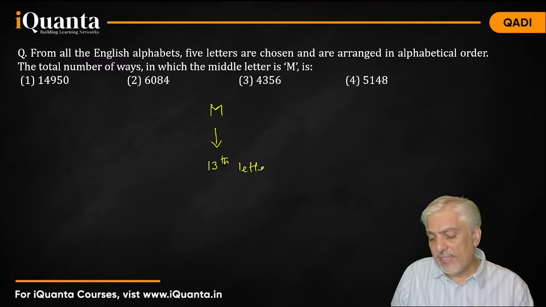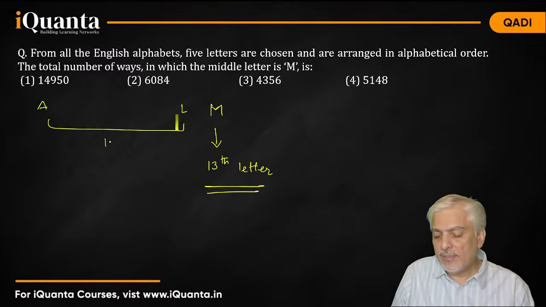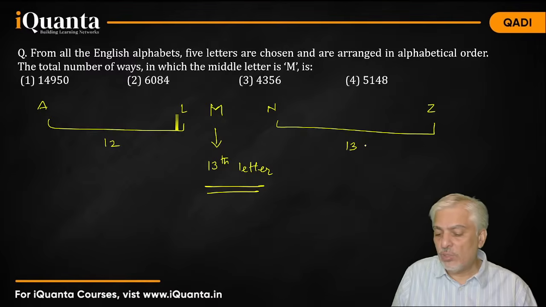M is the 13th letter. That means from A to L, there are 12 letters, and from N to Z, there are 13 letters. Total 26, right? So this is 13 itself, 12 over here and 13 over here. So it will become 26.